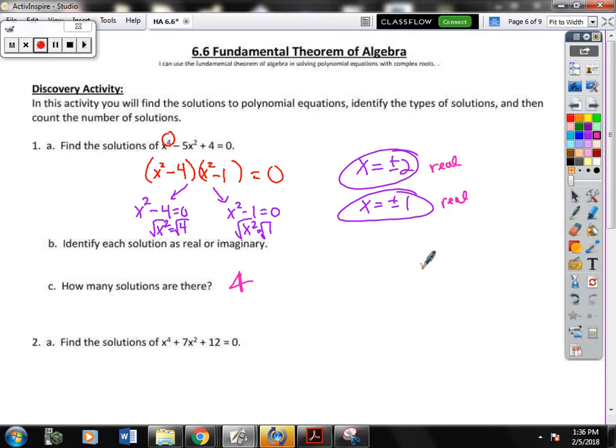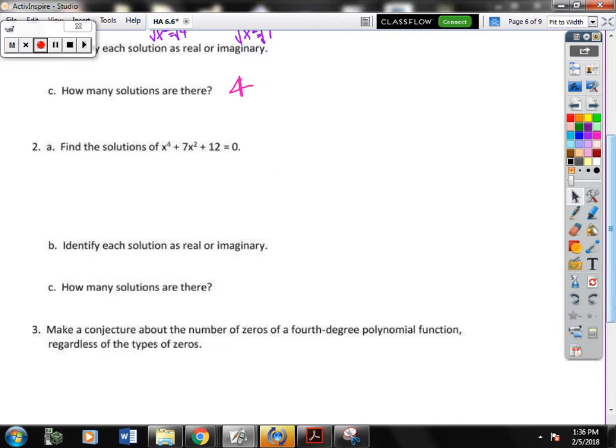Okay, now just to save us time, I'm not going to have us solve the next one. I'm going to tell you what we would get since we're on a 2-hour delay schedule. If you were to factor and solve this, you would end up getting x equals plus or minus i square root of 3 and plus or minus 2i. That's what you would get if you factored this.